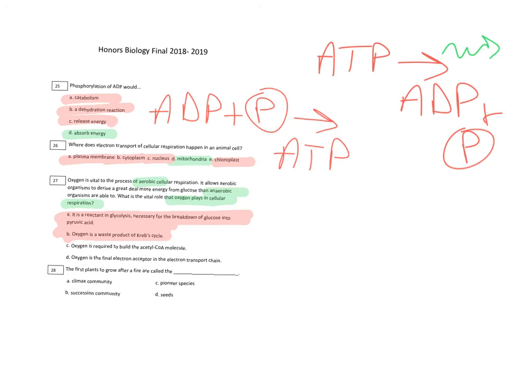Oxygen is required to build acetyl-CoA molecule. No, it's not. It's not used in the Krebs cycle, so it's not going to involve acetyl-CoA. What does oxygen do? Well, I want to say probably for the 20th time throughout the semester, in probably the 5th different iteration of this same statement: oxygen is the final electron acceptor in the electron transport chain.